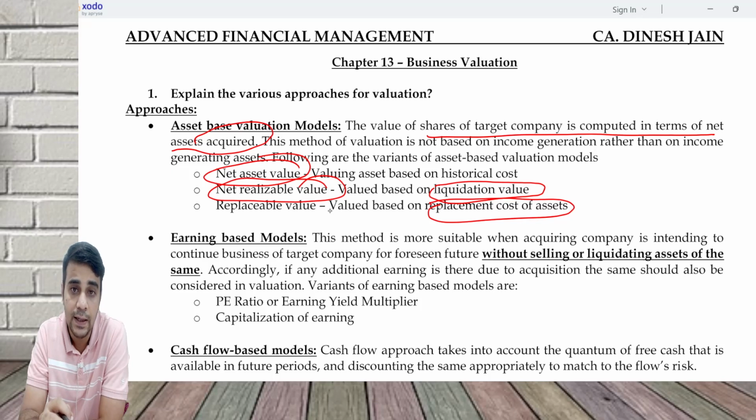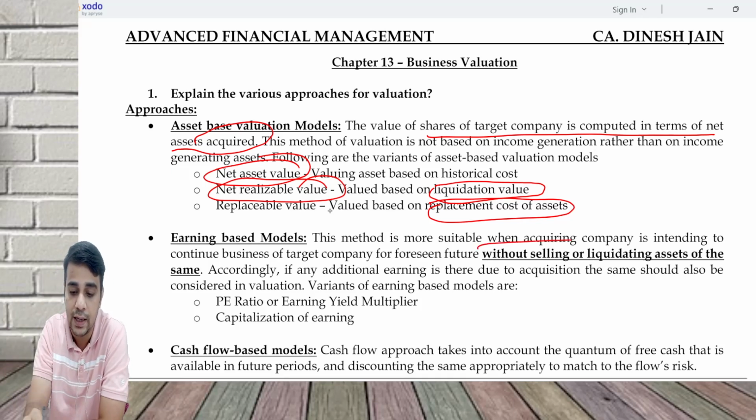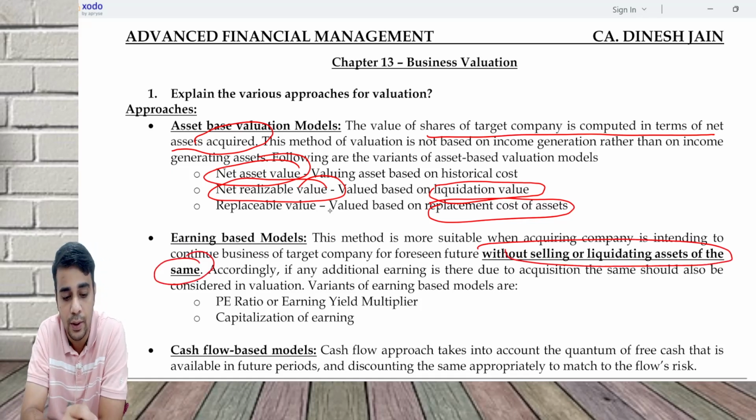The other one is the earning-based model, where we are valuing the company on the basis of future earnings of the company. What is important is the future earnings of the company. The assumption is I am going to acquire an entity and continue that company for a longer period. I am not going to sell or liquidate the assets of the same. I plan to continue. Two approaches.